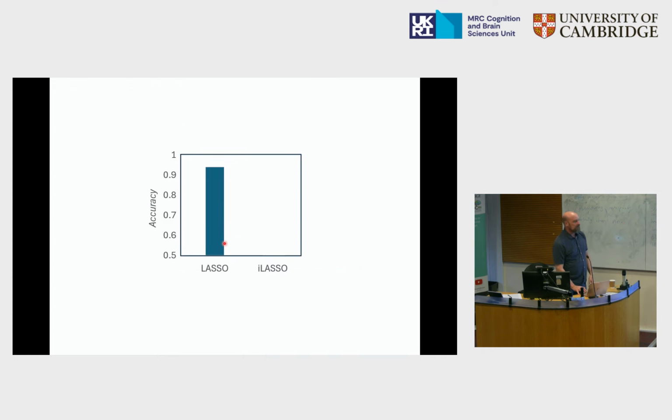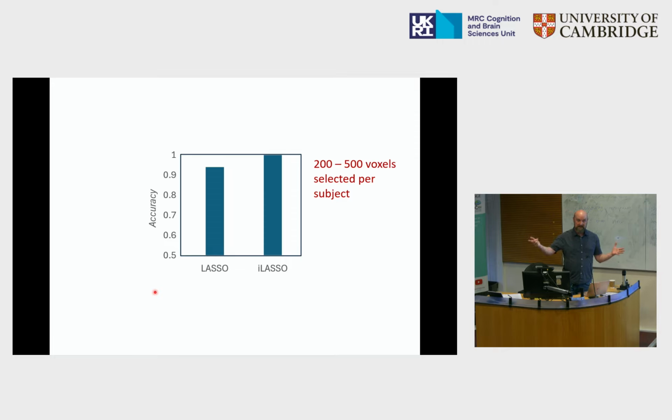So if we run this iterated approach on the same data set, we're already doing quite well with lasso. We actually have 100% holdout cross-validation accuracy when we do this on this three-way classification with the iterated lasso approach. That was surprising to me. But what's really more interesting is that we're now getting between 200 to 500 voxels per subject selected across that iterated approach. In other words, there's a lot of stuff left after the first round of lasso.